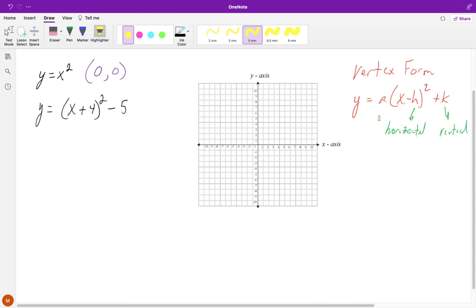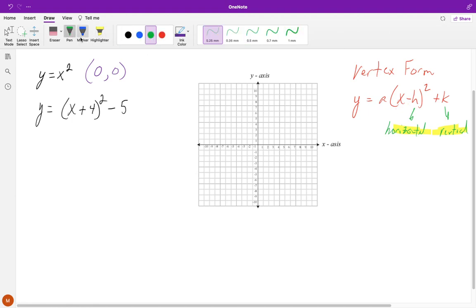But in order for us to identify our vertex, remember, for right now, that's the point that we need to plot first, because without the vertex, we're not going to know where that graph stops and turns around. So we're always trying to figure out where the vertex is, and then we're going to create our table. So we're focusing on this h and this k because that's telling us how our vertex is translating, how it's sliding, how we're moving from that point 0, 0.